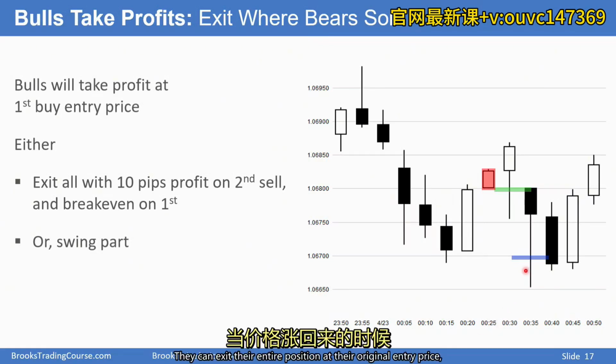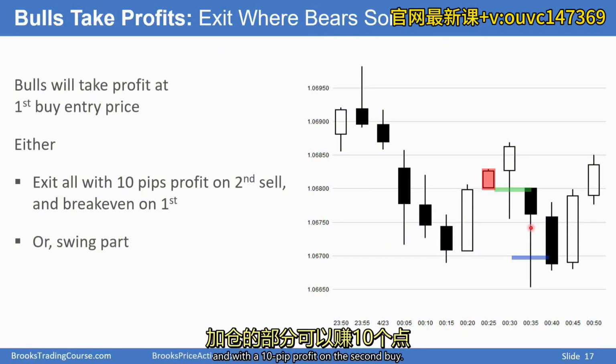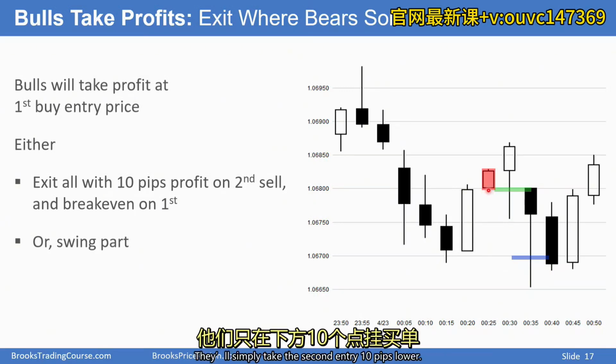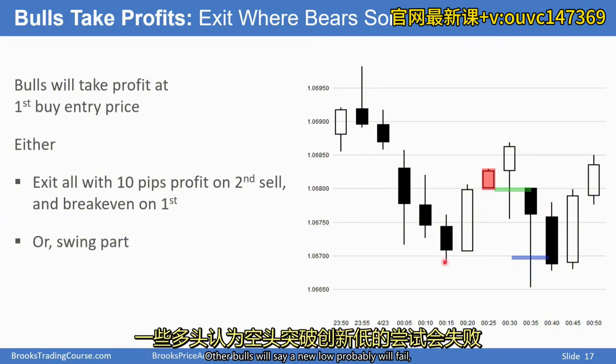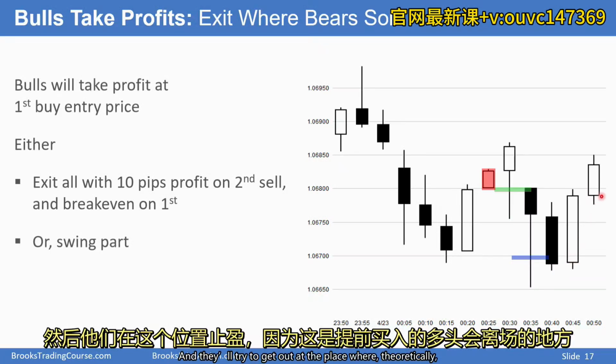They can exit their entire position at their original entry price, getting out break even on this first buy, and with a 10 pip profit on the second buy. Some bulls will not buy this low. They'll simply take the second entry 10 pips lower. Other bulls will say a new low probably will fail, and they'll simply place a limit order to buy at that low. And they'll try to get out at the place where theoretically bulls would begin to start to buy at this low.